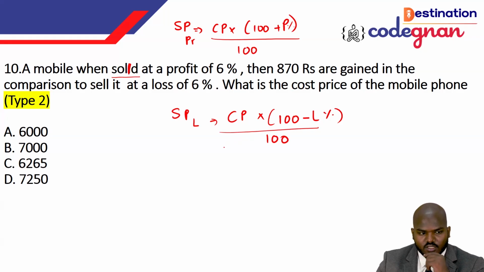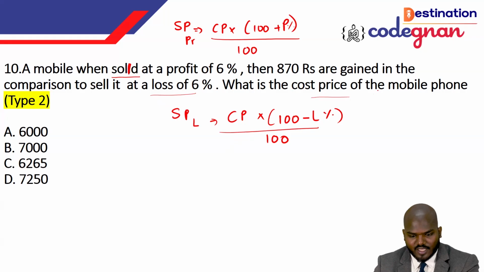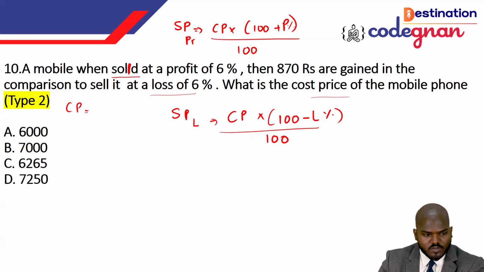Now you see this one: the mobile when sold at a profit of 6%, then 870 rupees are gained in comparison to selling it at a loss. What is the cost price now? That is what they are asking here. In both places they are asking for the cost price only. I'm calling it X in this one.